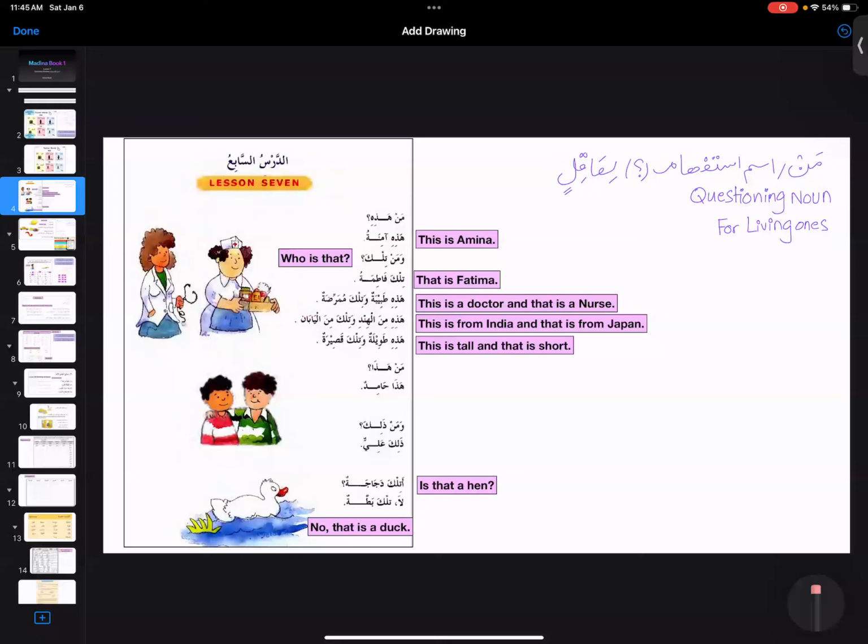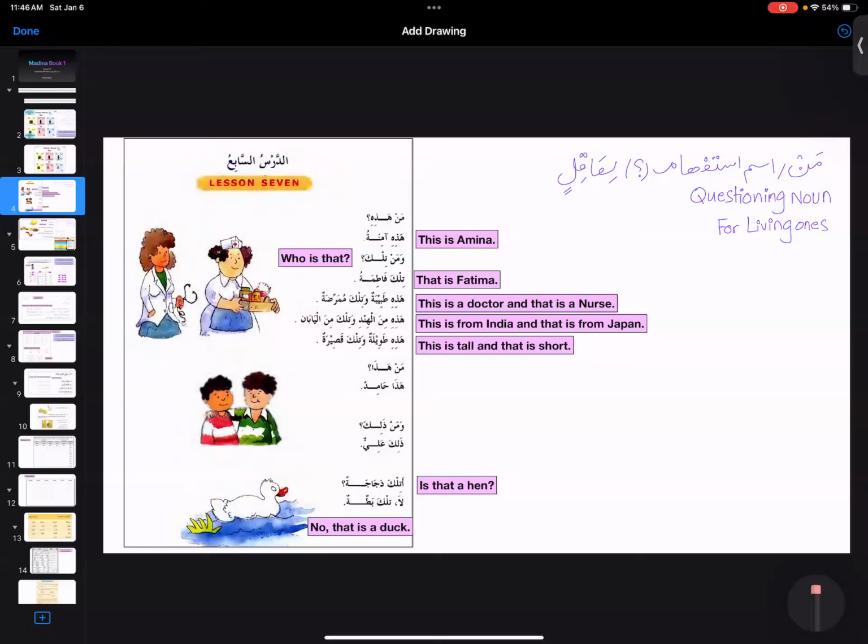Lesson number 7. Now in lesson number 7, we will learn about some new pointers that we did not see before, right? And some previous words like man, ma, question words, right? All these, inshallah.